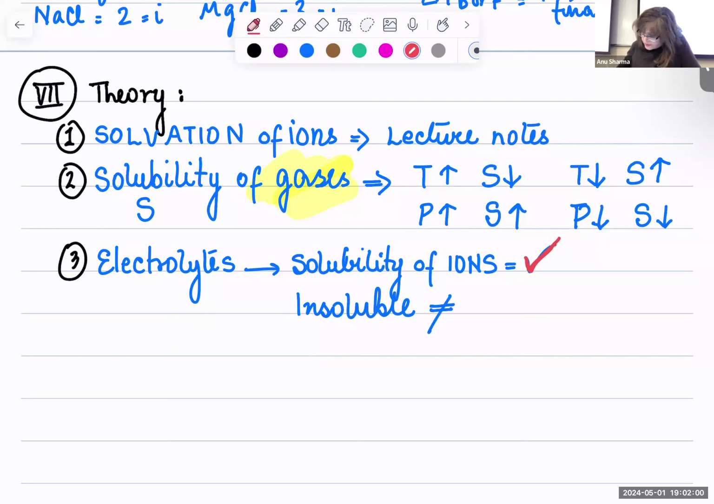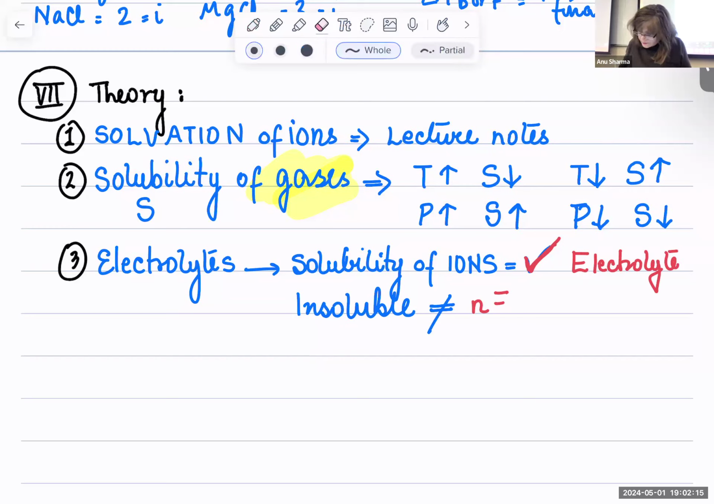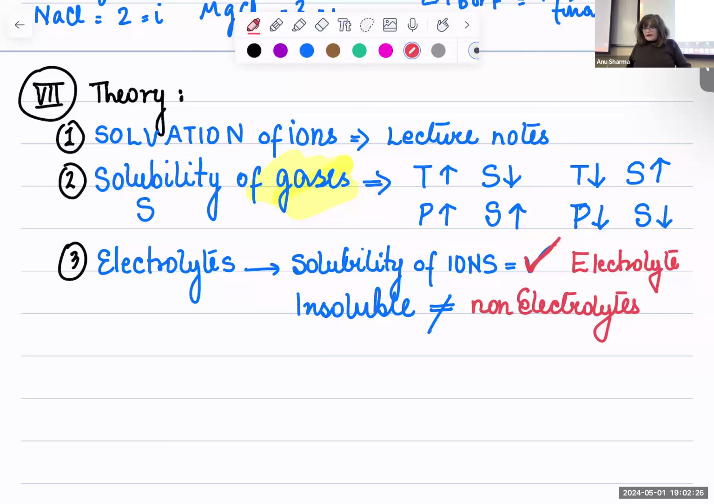So how do I write this? This is electrolytes and this is non-electrolytes. Okay, so they are not. Let me remove that.